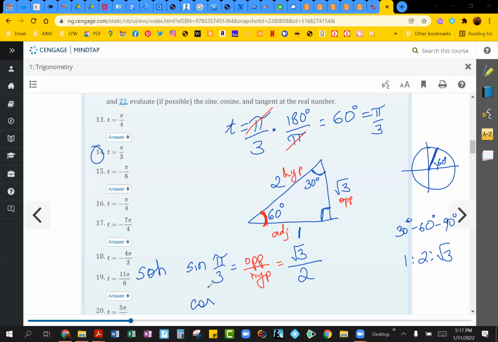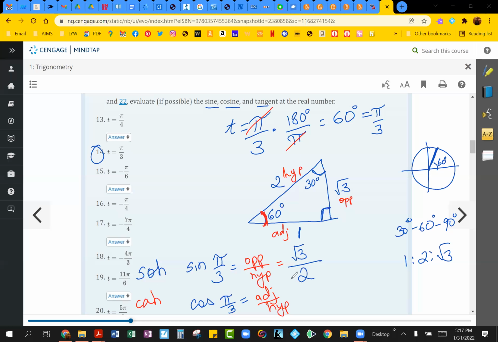Next, we will do the cosine function because they're asking us to do those 3 functions here. So cosine for the same angle. Now remember, cosine is adjacent over hypotenuse, because that is CAH.